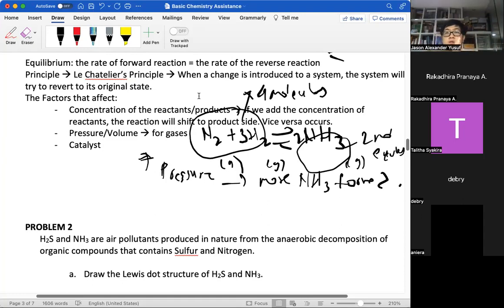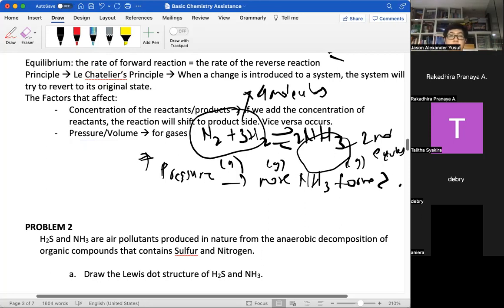Catalyst, the function of the catalyst is to increase the speed of the reaction. So that means this catalyst here will not affect the equilibrium position whatsoever. Okay, so that means catalyst, we're going to delete that.